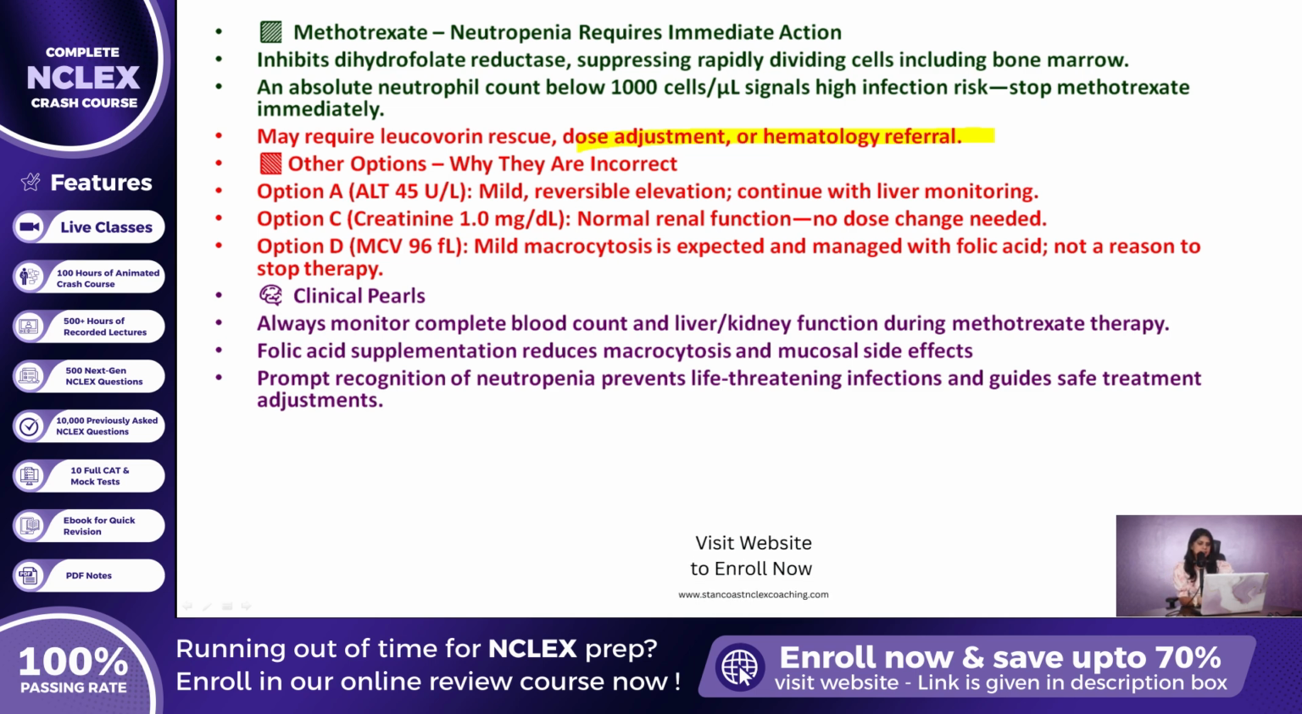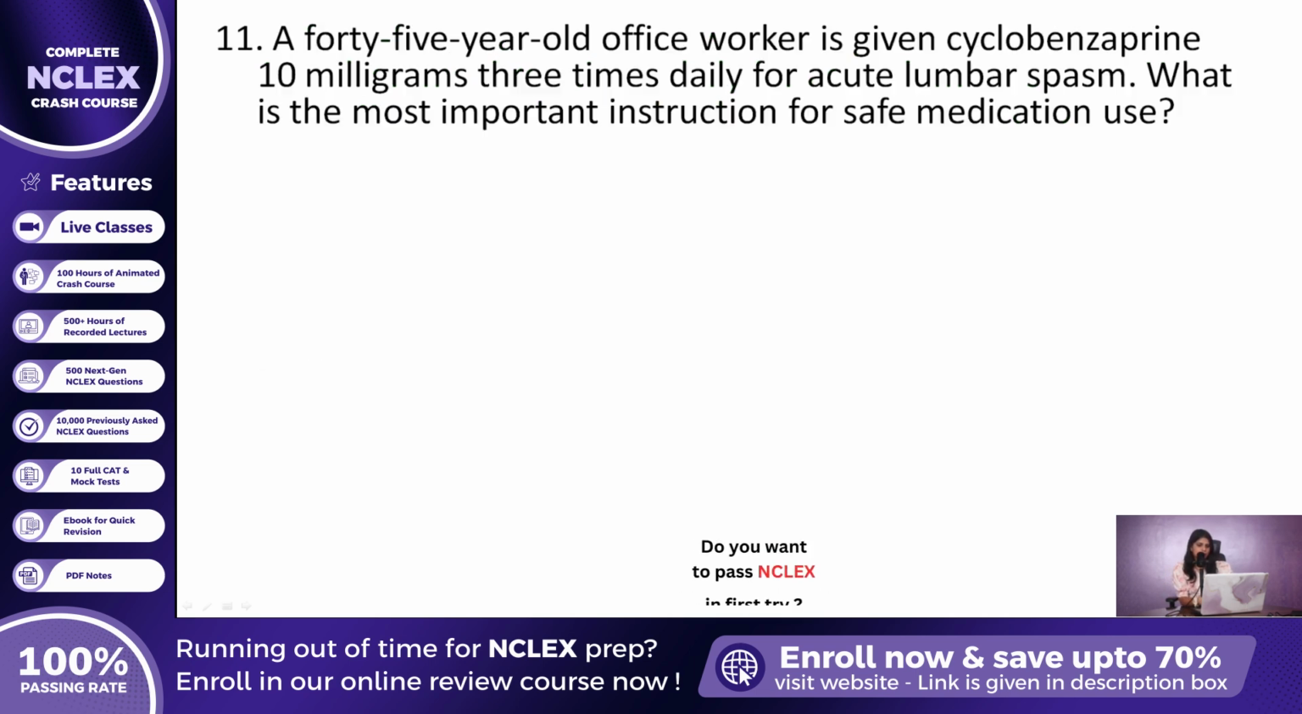Let's test your nursing instincts with question number 11. A 45-year-old office worker is given cyclobenzaprine, 10 milligrams 3 times daily for acute lumbar spasm. What is the most important instruction for safe medication use? Now let us review the options.